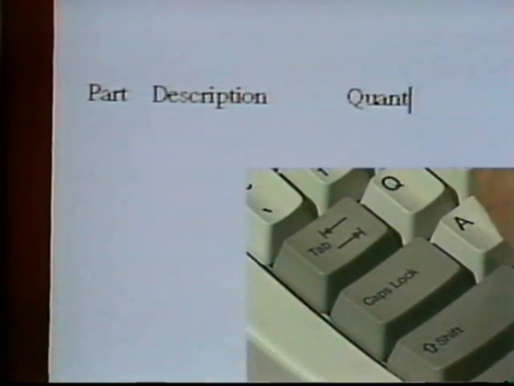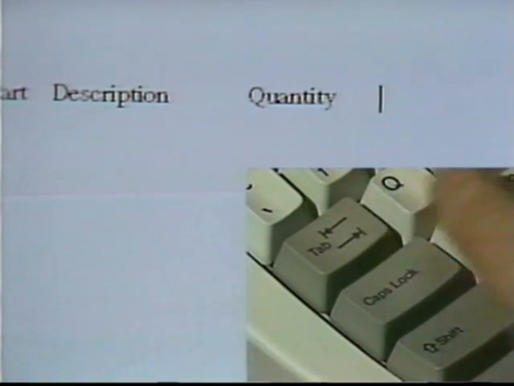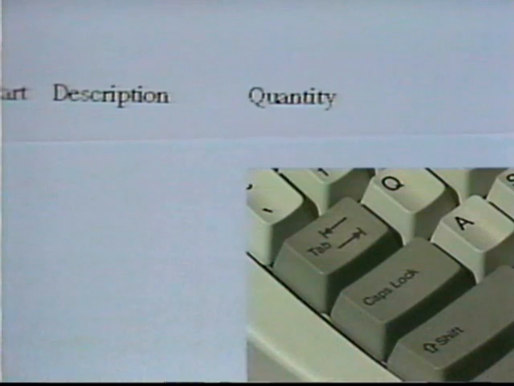Type our next word. We're going to create a table. Press Tab one more time, and we'll type in the heading for this column. Now we can begin typing in information in our table.